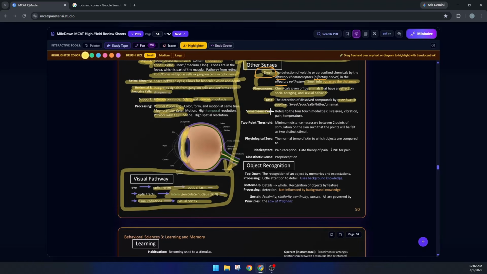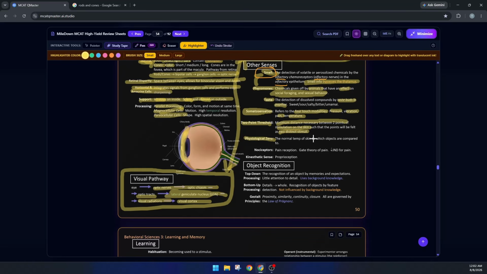Next thing is somatosensation, which refers to the four touch modalities: pressure, vibration, pain, temperature. That's literally all you have to memorize. Two-point threshold: the minimum distance between two points of stimulation on the skin that can be felt as two distinct stimuli. So two-point threshold is like if I touch your skin here and I touch your skin there, how much of a difference until you notice that they're two different touches, okay?